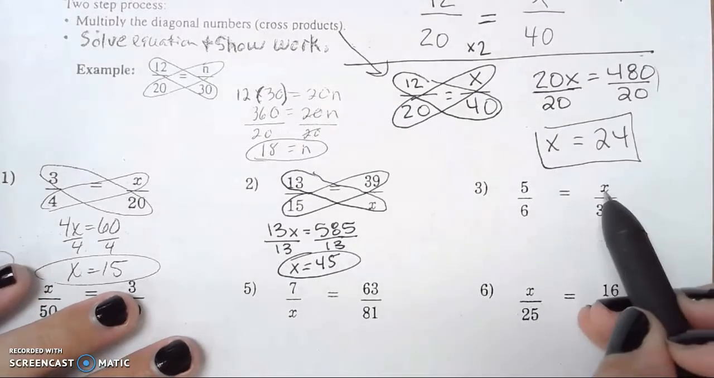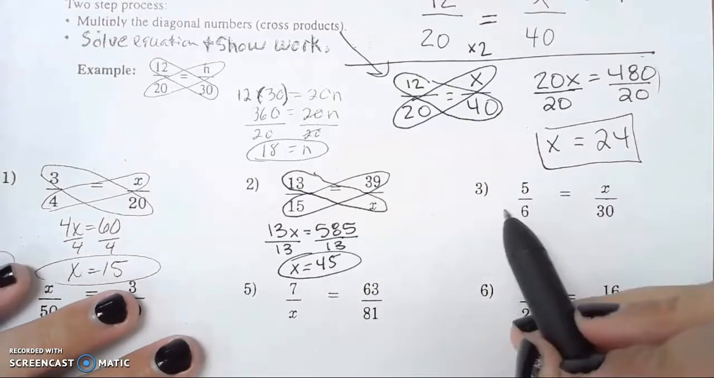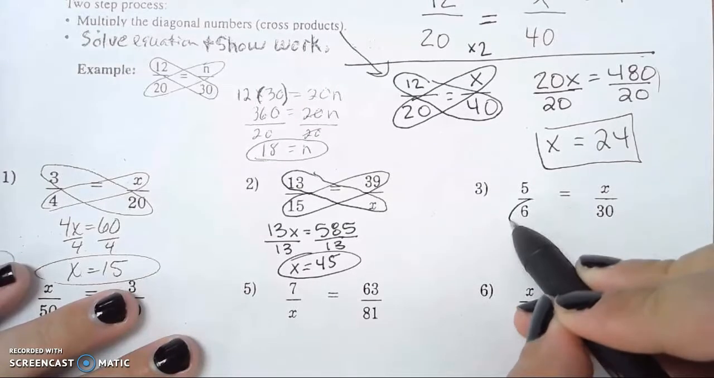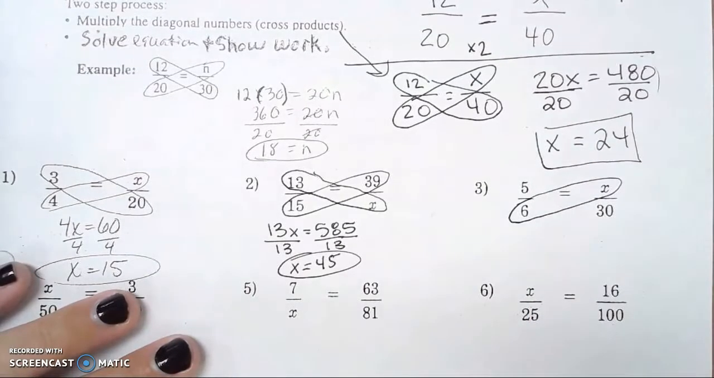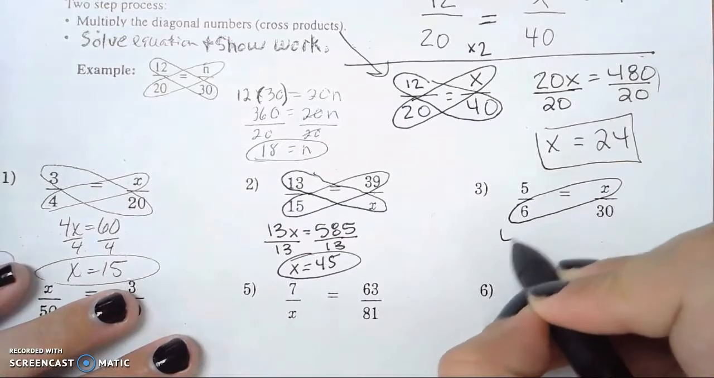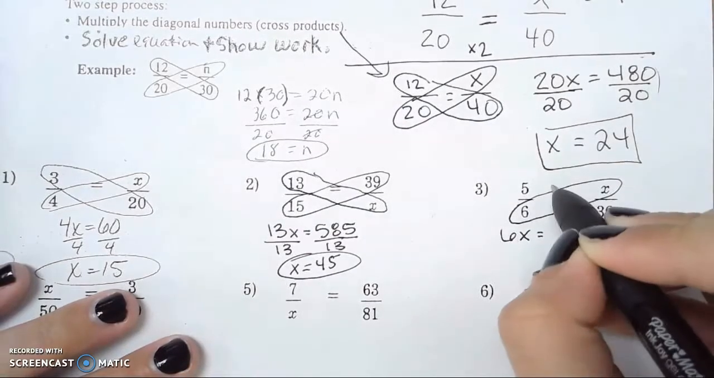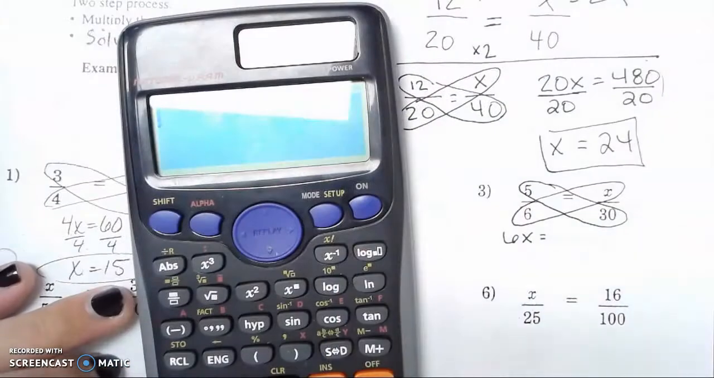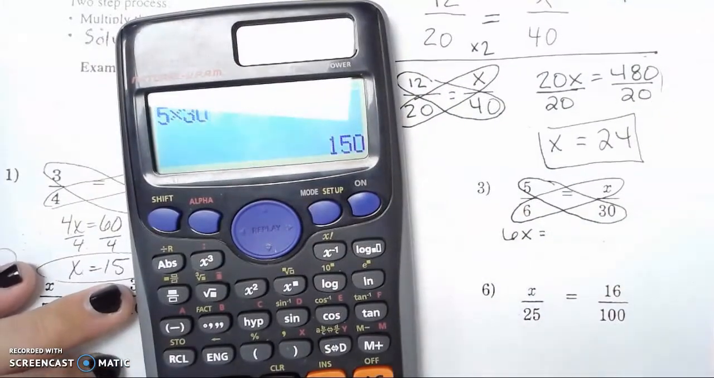So next one, again, we're trying to solve for x here so that we can get equivalent fractions. And to do that, I'm going to use cross products. So that means that I can multiply my diagonals. So 6 times x will give me 6x. And then 5 times 30, if I were to plug that in my calculator, 5 times 30 gives me 150.